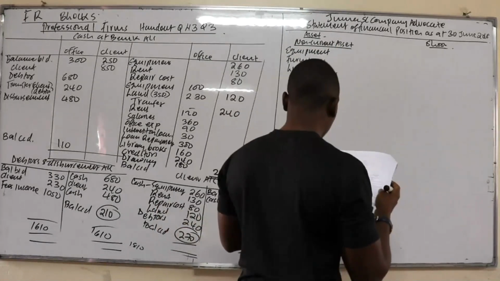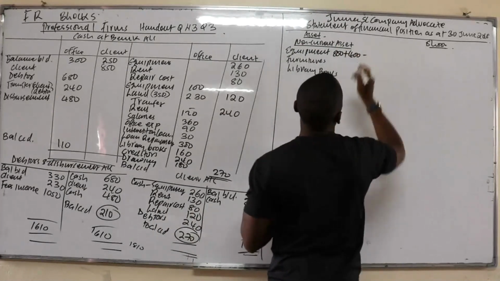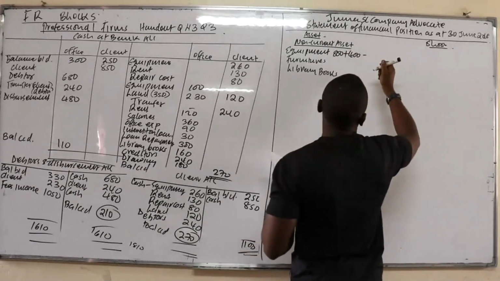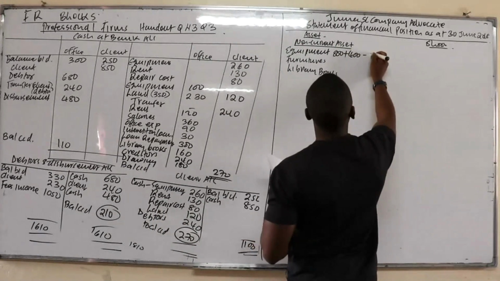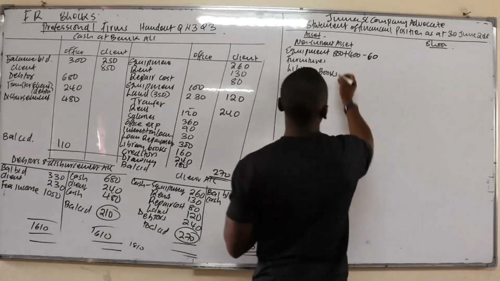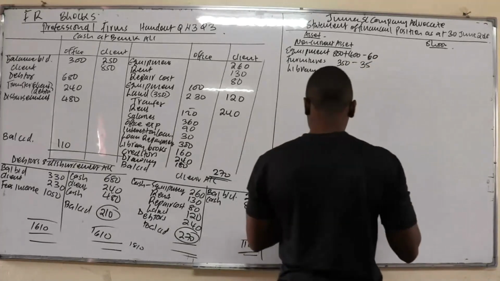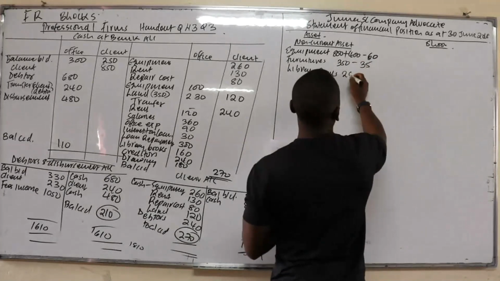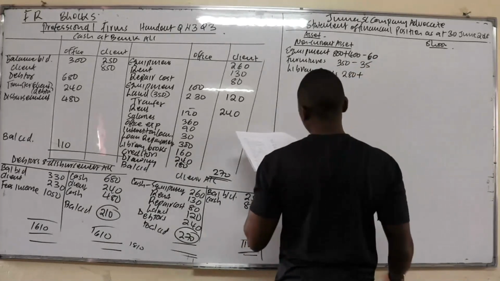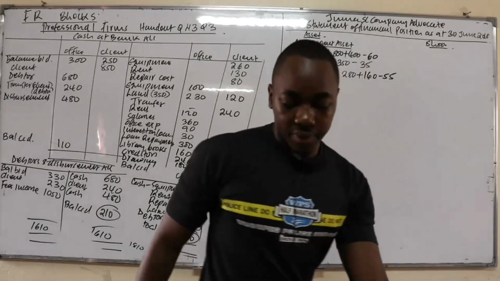Equipment was 800. Then we purchased 400. And then there was a depreciation. Was it 60? Yeah, that depreciation was 60. Then for furniture, we had 350. We minus depreciation of 35. Library books, we had 280. Then during the year, we purchased library books worth 160. And then you raise depreciation of 55.